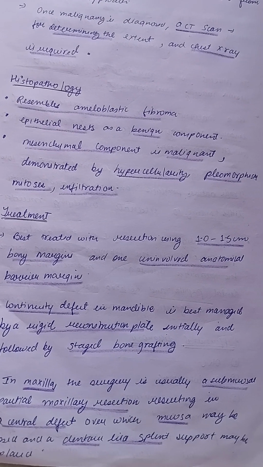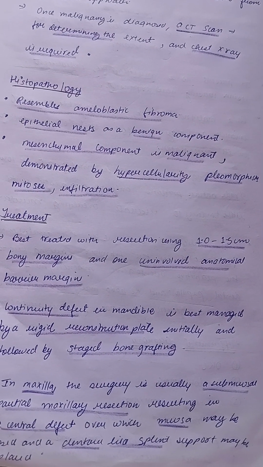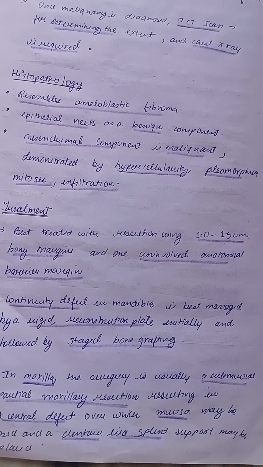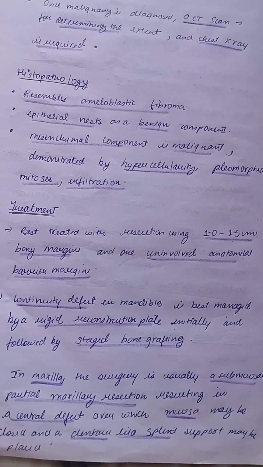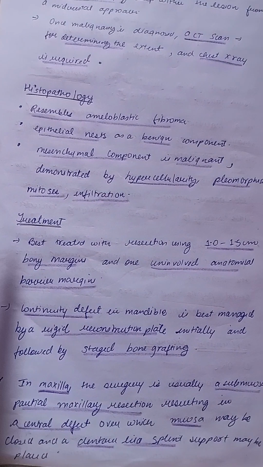Histopathologically, it resembles ameloblastic fibroma. The epithelial nest is the benign component, while the mesenchymal component is malignant, as I told you before, demonstrated by hypercellularity, pleomorphism, mitosis and infiltration. These are all the characteristics of malignancy.